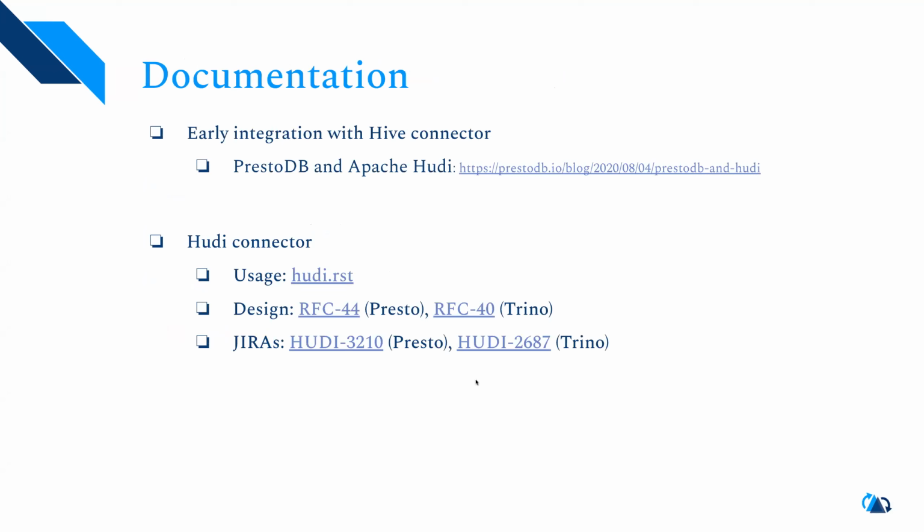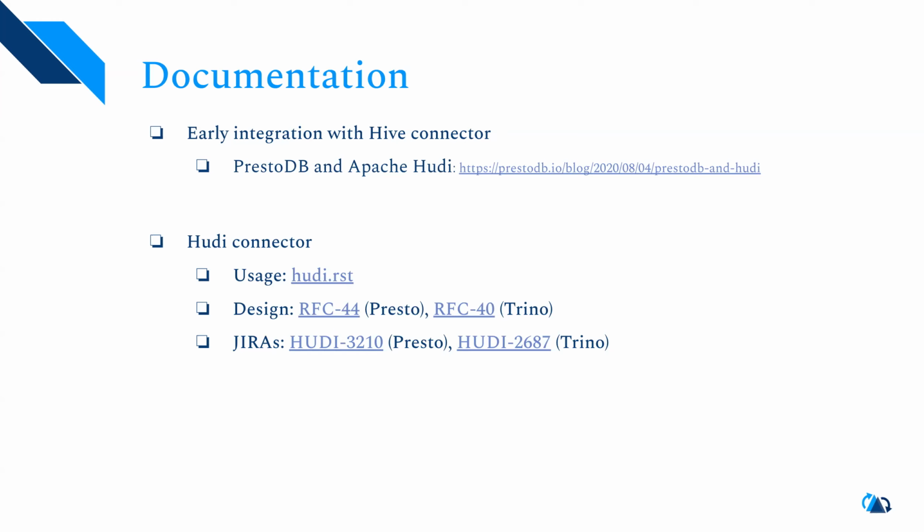For any early integration, if you're interested in what were the challenges that we came across while integrating with the Hive connector itself, then there's a very nice blog on the PrestoDB site itself where you can read more details. For the connector itself, on usage, in Presto, we already have the docs out, so that has landed. For Trino, the usage is similar to Presto. One still needs to Hive sync the Hudi table, and then just change some connector properties, which is there in the doc.